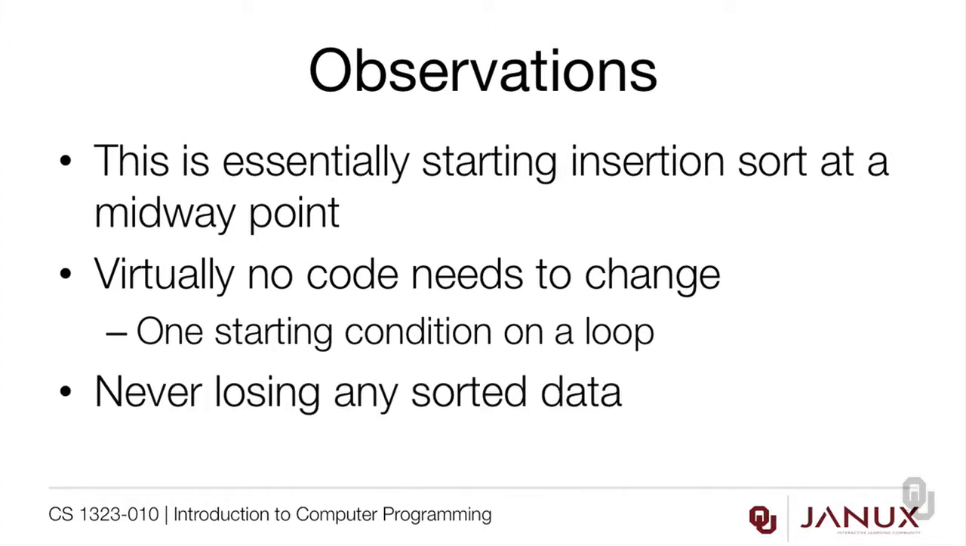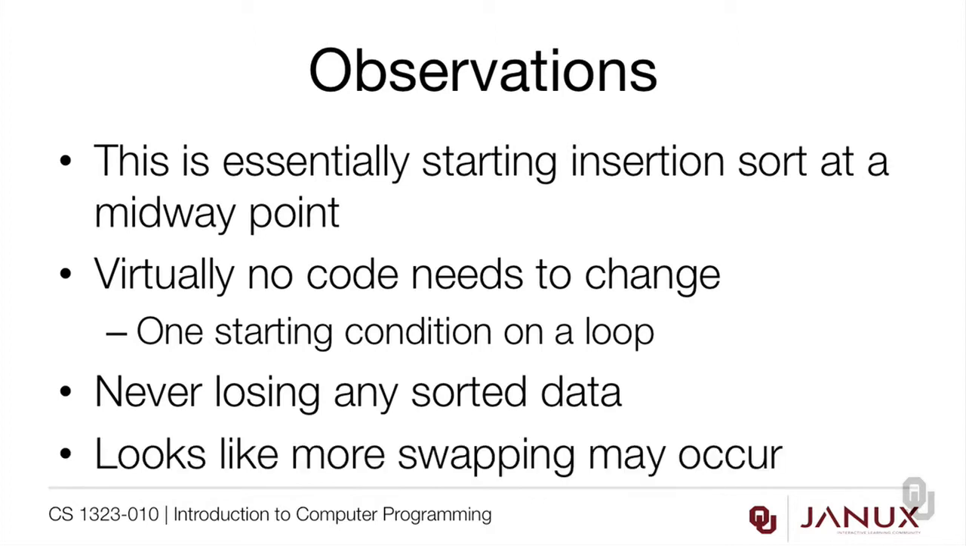We're also never losing the value of any of our unsorted data. But then again, we weren't losing it in the other algorithm either. And it looks like we could get into a lot of swapping. And so that's definitely a problem because swapping is expensive.